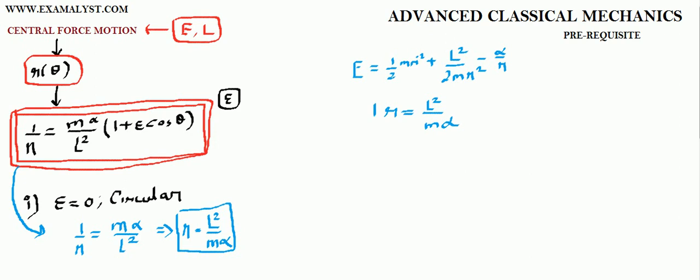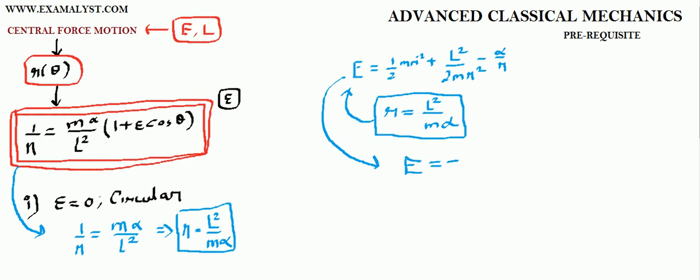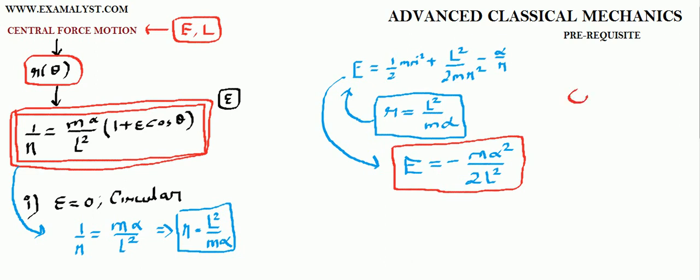So when you put the circular orbit radius inside the energy, what do you get? You find that your energy is amazingly negative, minus m alpha square divided by 2L square. Agreed? So what does a negative energy signify? A negative energy means that the object is bounded. And when the object is bounded, it means it is tracing a complete curve around the sun.